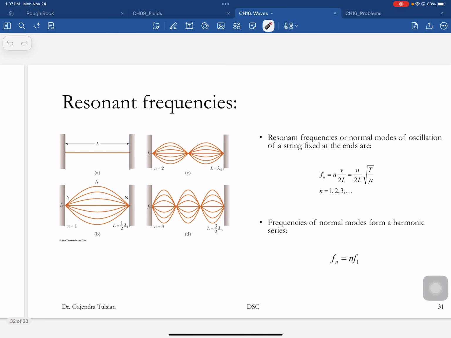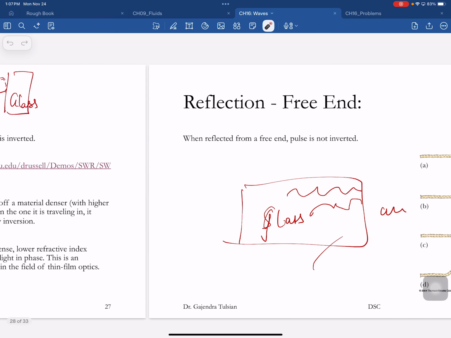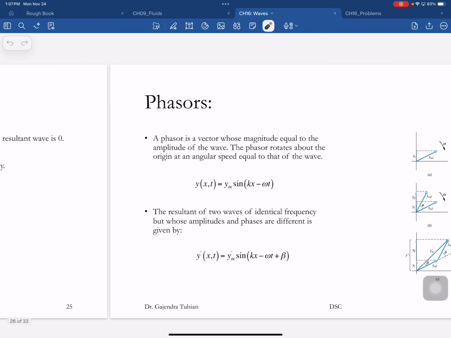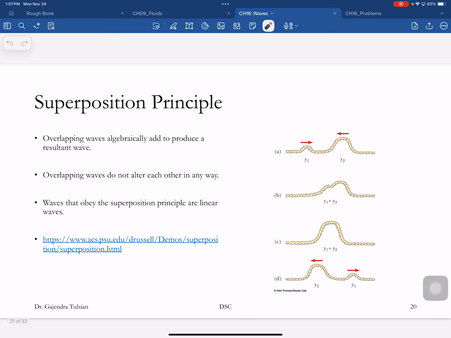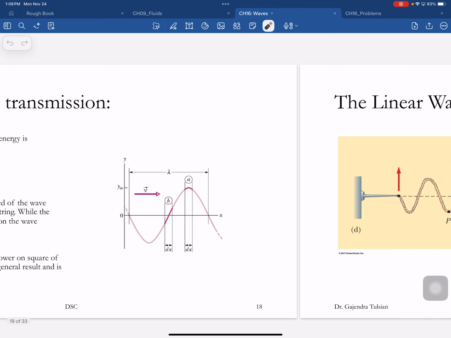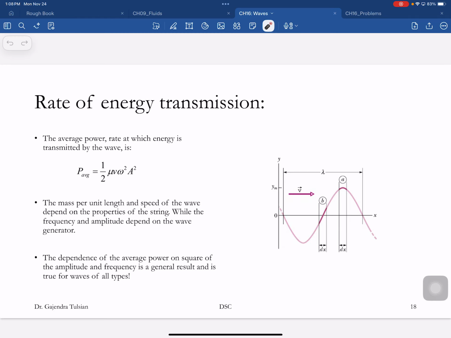Okay, so here's the formula for the power. That's how much energy travels per second across a point. So to get the energy per wavelength, we'll do power times time. So 1/2 mu v omega square a square.